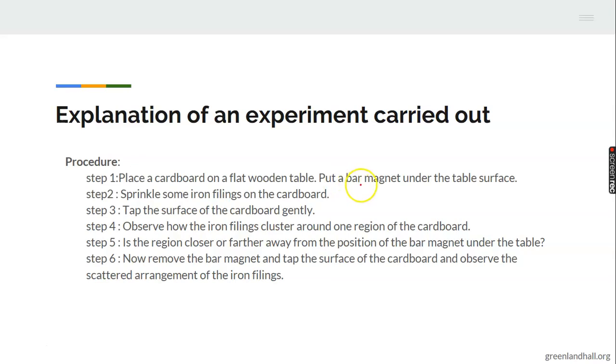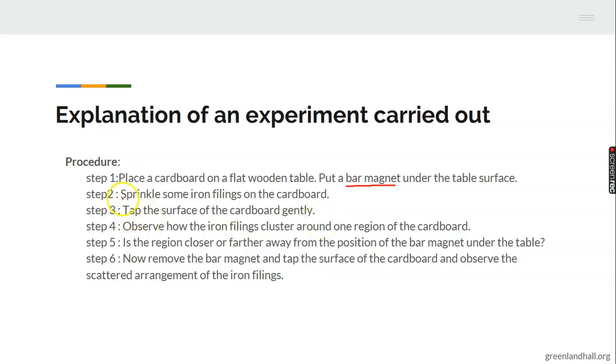Okay? Then put a bar magnet. I'll show you a bar magnet soonest. Put a bar magnet under the table. You know, under this wooden table, take your bar magnet and put it under.